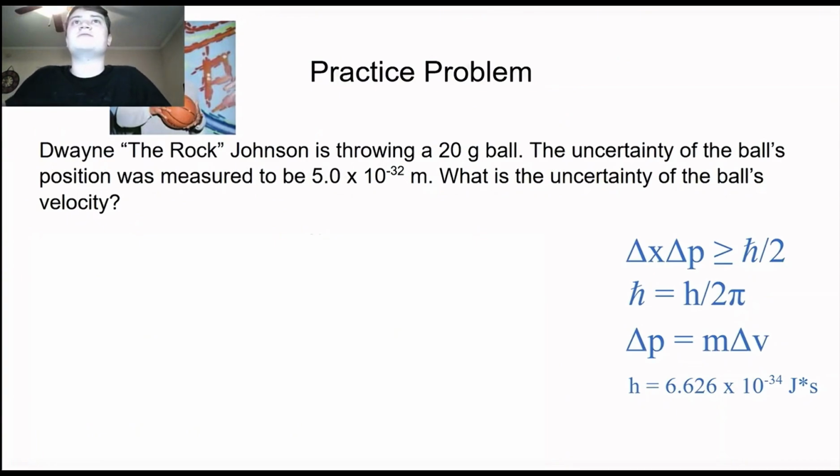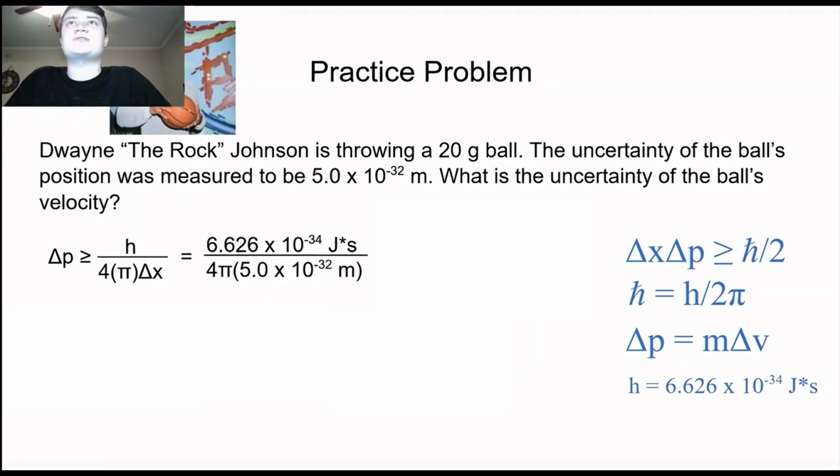Unsurprisingly, we use the equation for the uncertainty principle that was previously covered. We are solving for delta p, the uncertainty in the momentum. So we fill in 6.626 times 10 to the negative 34 joules per second for h, and 5.0 times 10 to the negative 32 meters for delta x. Obviously, 4 and pi are constant, so they're always the same. We will then solve the filled-in formula by dividing h by 4, and then pi, and then the uncertainty in position, giving us an intermediate answer of 0.0011 kilogram meters per second.